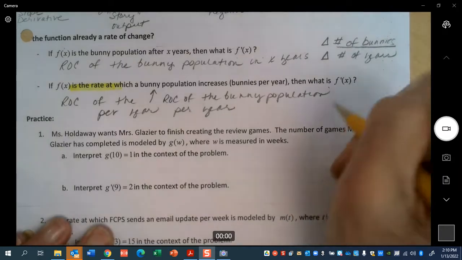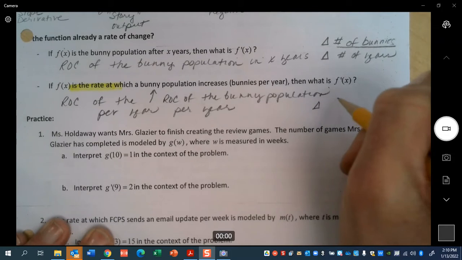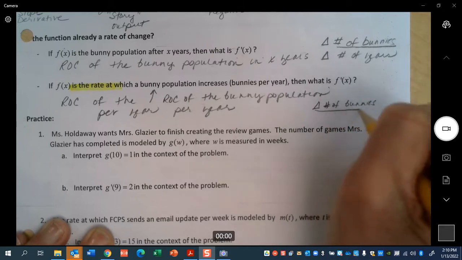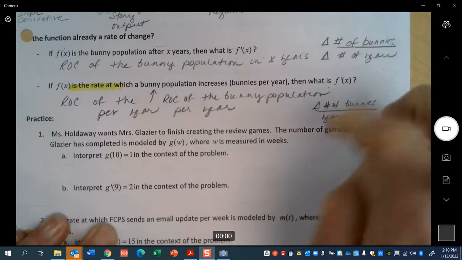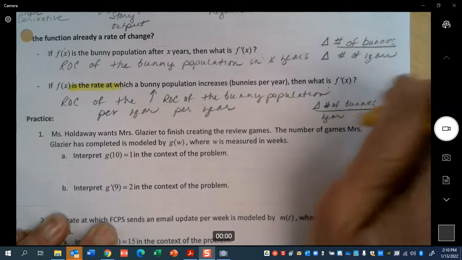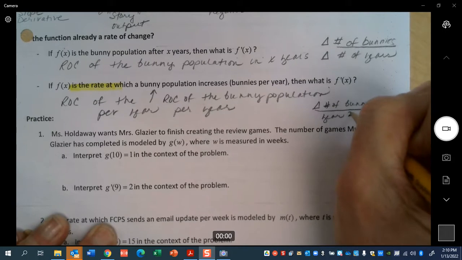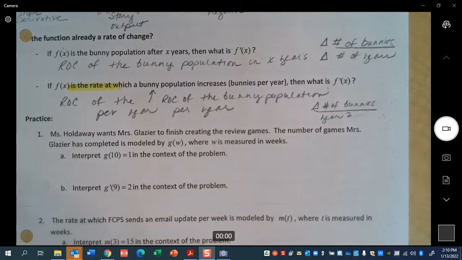So I'm talking about the change in the number of bunnies per year, and we end up talking about that as per year squared. The rate of change of the number of bunnies per year, and we talk about that as per year squared.